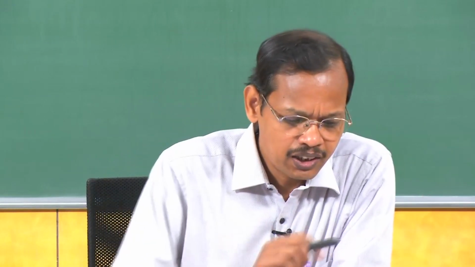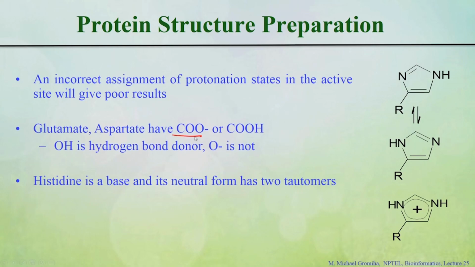For example, if you take glutamic acid or aspartic acid, either we can give COO minus or COOH, but are they the same or different? They are different, right. Here if you see COOH, its OH is a hydrogen bond donor, but COO minus is not, right. So, we need to be careful to assign all these protonation states at the active site, because that is the place where the ligand can interact.